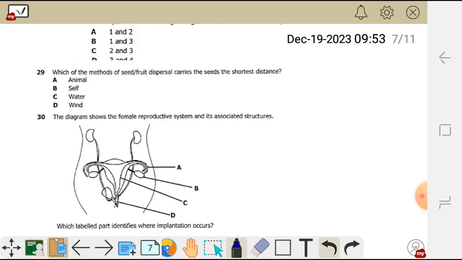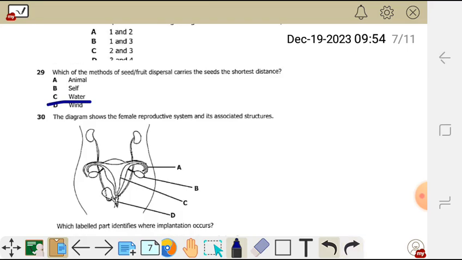Question 29. Which of the methods of seed or fruit dispersal carries the seeds the shortest distance? A, animal. B, self. C, water. D, wind. So which one among these options carries the seeds the shortest? In animal dispersal, a seed attaches to the animal, and the animal moves it to another place where it falls and grows.